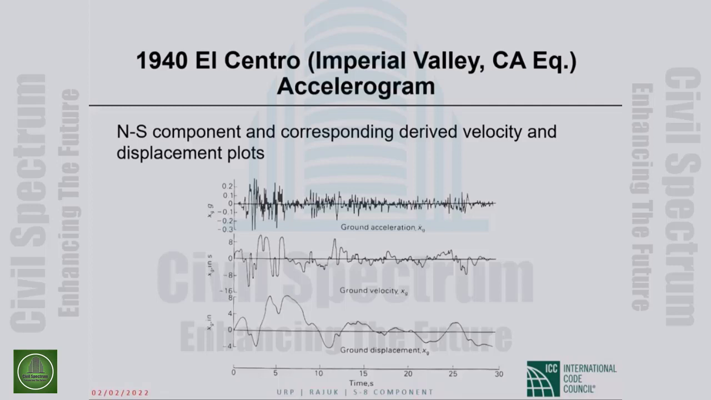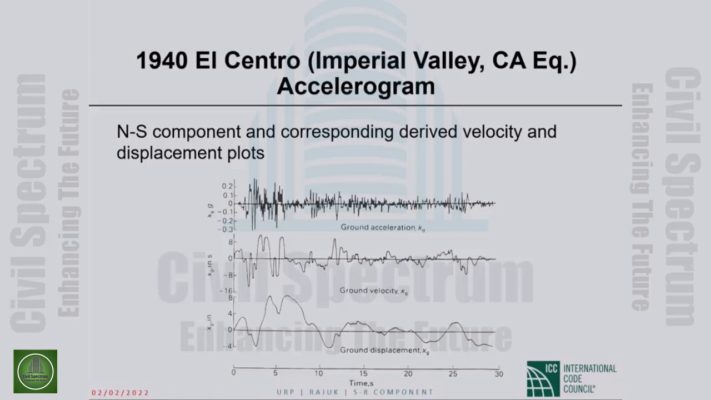This 1940 El Centro earthquake, obviously very, very old. The earthquake was called the Imperial Valley earthquake. El Centro is a place in California, in the California-Arizona border area, a very small place where there is a recording station. So this is a record of the 1940 Imperial Valley earthquake at the El Centro station. That's what it means. Okay.